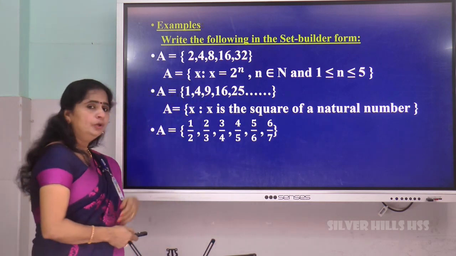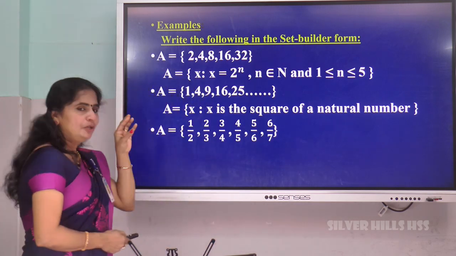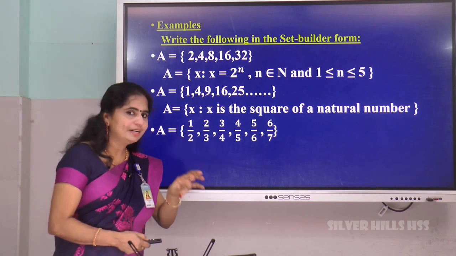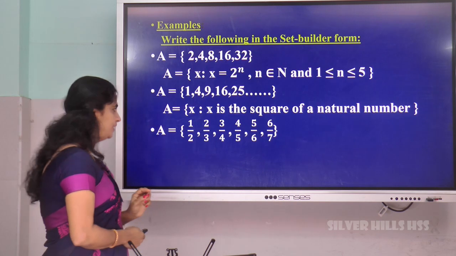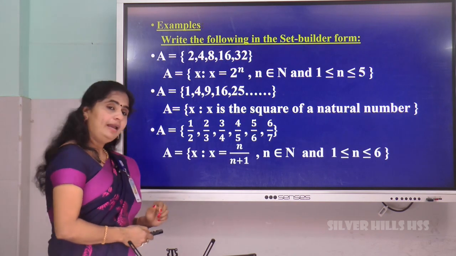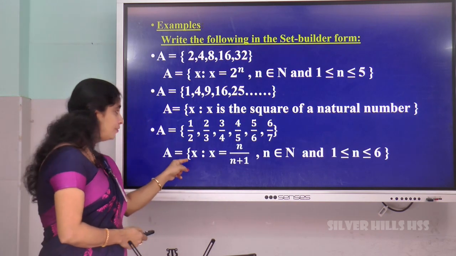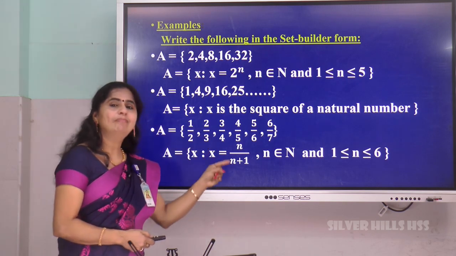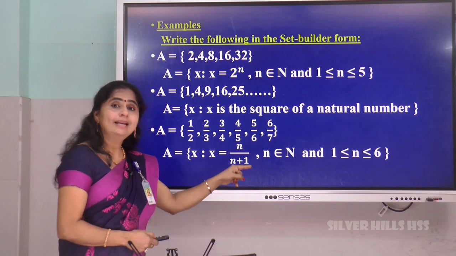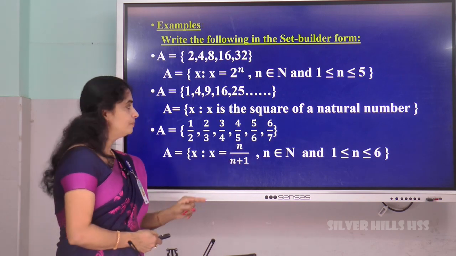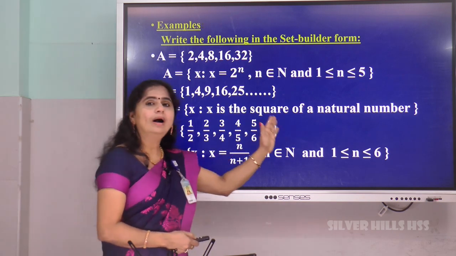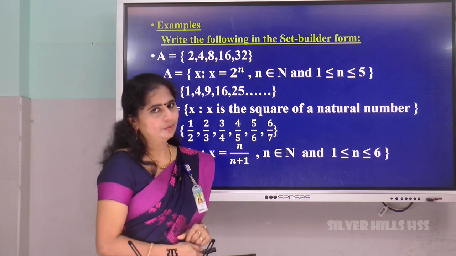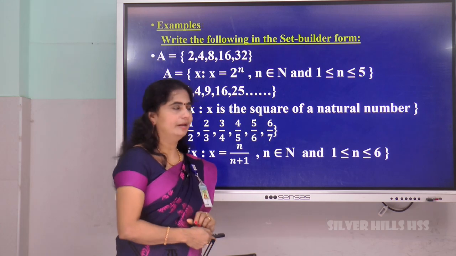So you can see that for n, the numerator will be n and the denominator will be n plus 1. So we can write it as A is equal to set of all x such that x is equal to n by n plus 1, where n is a natural number and n lies between 1 and 6. That is 1 less than or equal to n less than or equal to 6. Okay.